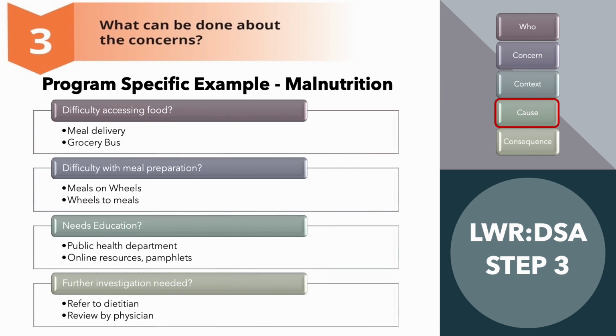When considering common causes, it may be helpful to have program-specific decision algorithms so that all staff are consistently offering the same options. For an example, an older adult could be at risk of malnutrition because they have difficulty accessing food, or difficulty with meal preparation, or it could be due to a lack of education. Or is further assessment needed by either a dietitian or a medical workup by a physician?